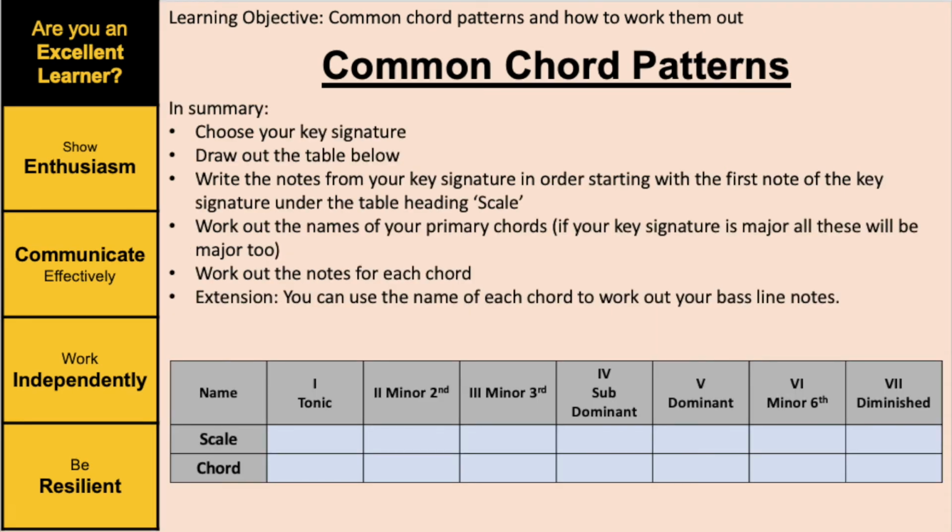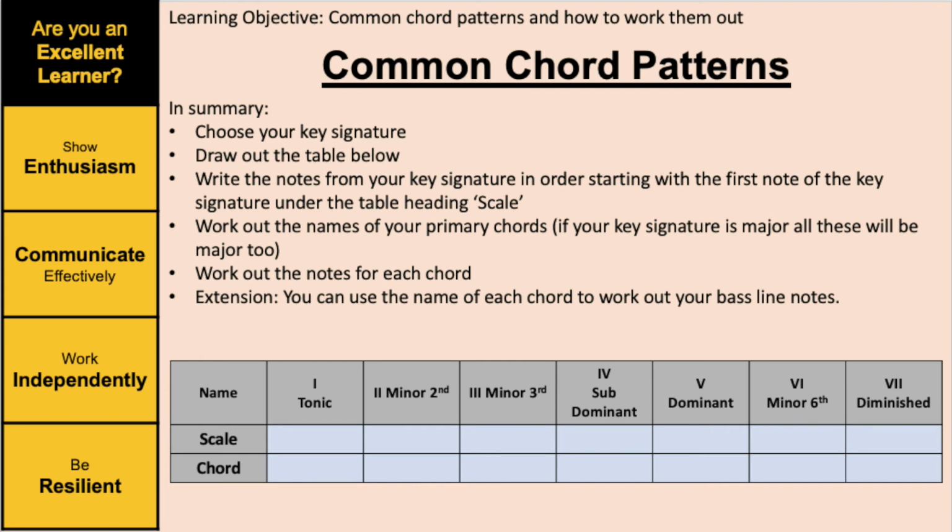In summary, you need to first of all choose your key signature, then draw out the table below. Then write the notes from your key signature in order, starting with the first note of the key signature under the table heading scale. So I chose C, so I put all my notes in order from C, and they went C, D, E, F, G, A, B.